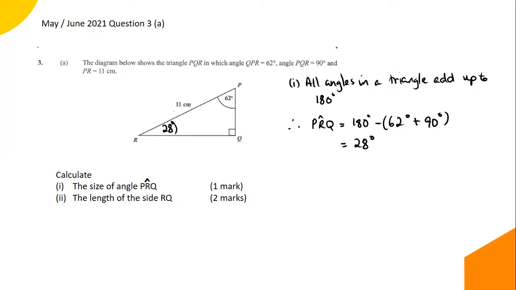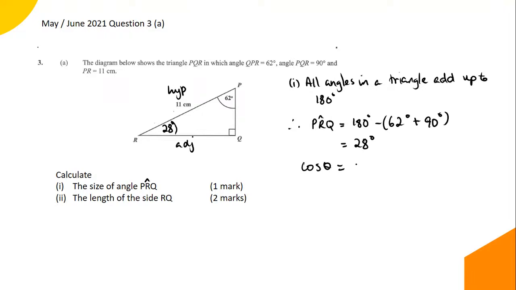Part 2, they want us to calculate the length of the side RQ. Where is that? RQ. So they want us to find the length of this side. Now, to find the length of a side in a right-angled triangle, you can use Pythagoras' theorem, but we don't have this length, so we cannot use it. So our next option will be one of the trigonometric ratios, SOHCAHTOA. We have the hypotenuse, and this side is the opposite, so therefore this missing side is the adjacent. So we're going to use cosine.